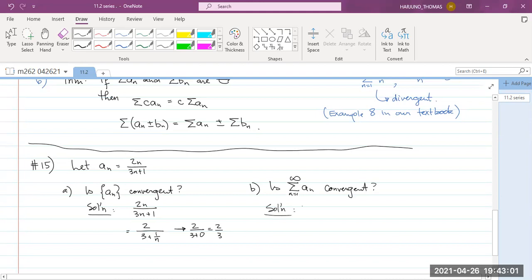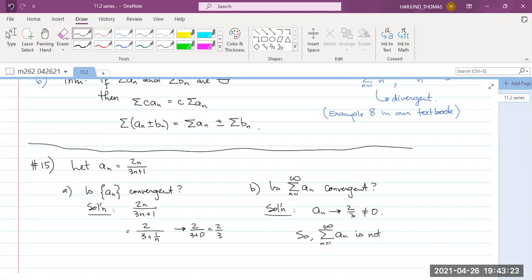Solution: the answer is, you see that a sub n converges to 2/3, which is not 0. So even though the sequence is convergent, the series is not. It's divergent instead.